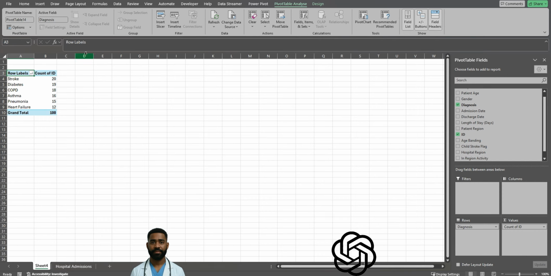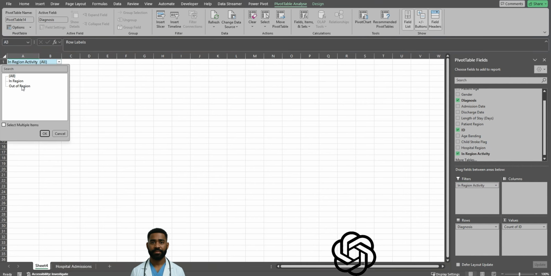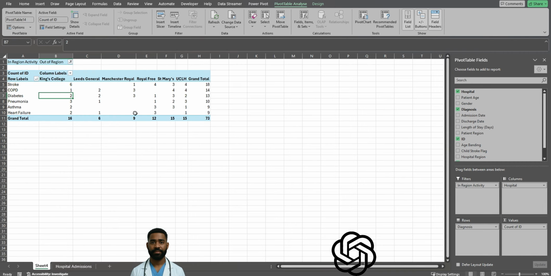There we go, and we can see stroke is right at the top, but just remember that they said in-region activity, so we need that in there, and we're going to put a filter for out of region, and most definitely we can see that stroke is the highest. In some cases it would make sense because stroke would naturally be an emergency admission, so you're just likely to go to your closest facility, but let's just reinforce some of this so that we can add a little bit more detail to our answer.